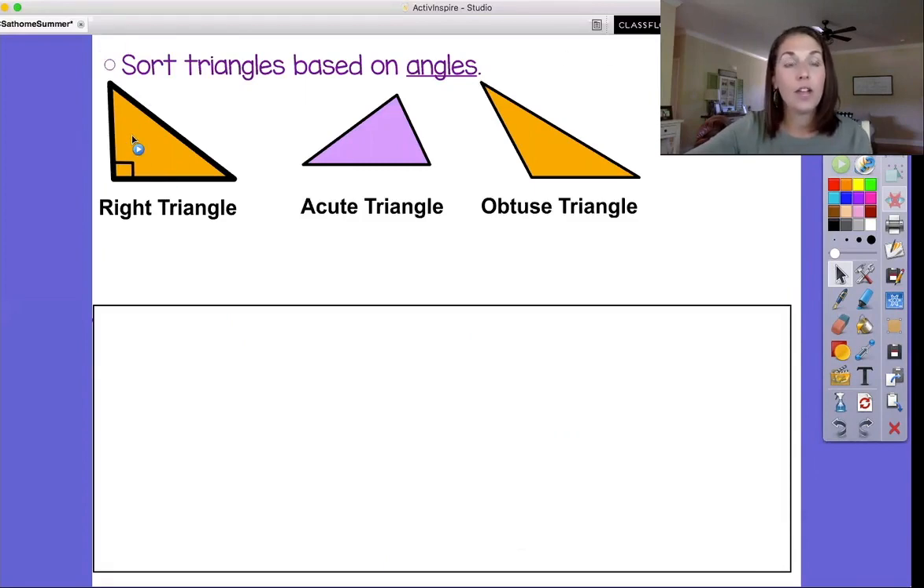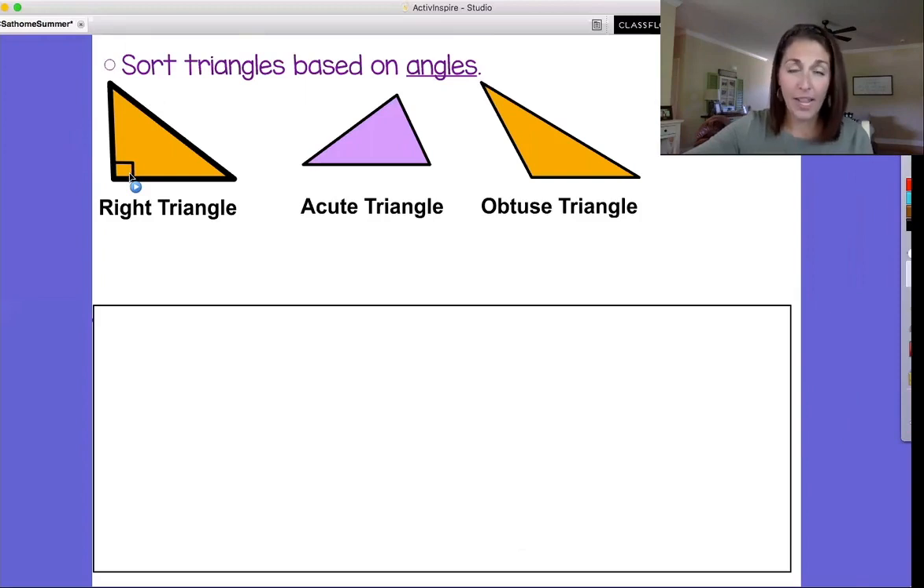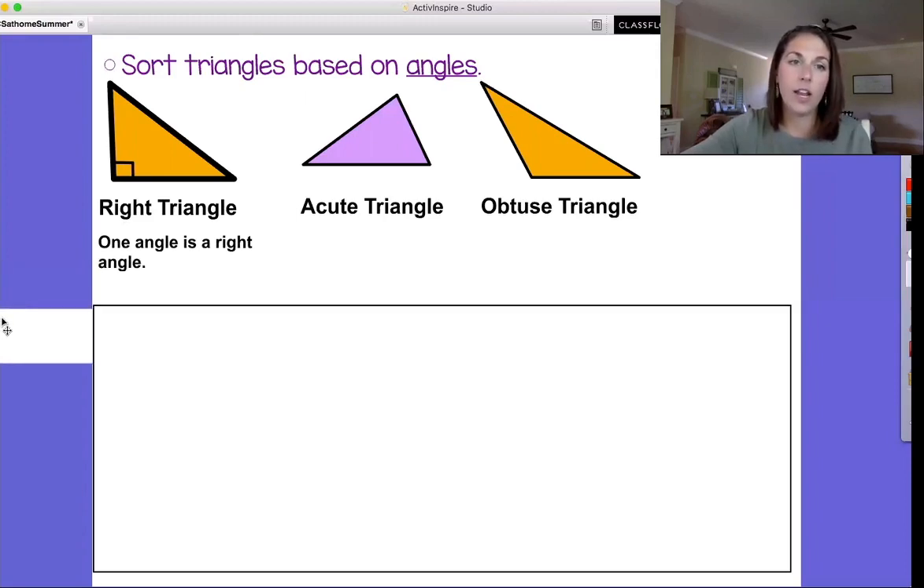When I look at triangles, I know that triangles have 3 angles and 3 sides. And when I look at the angles in the triangle, I see a right angle here. And so the name of this triangle is a right triangle. The definition of a right triangle is that one angle is a right angle. So it just has to have one right angle in order to be classified as a right triangle, okay?